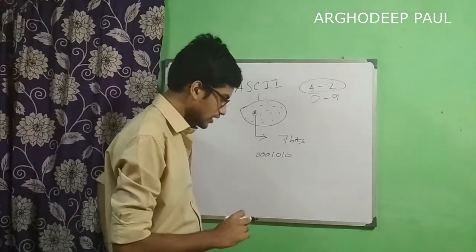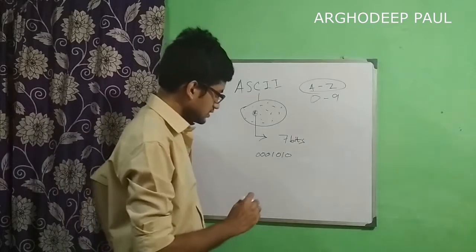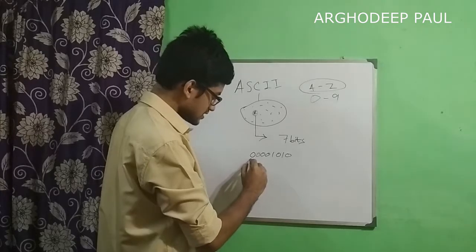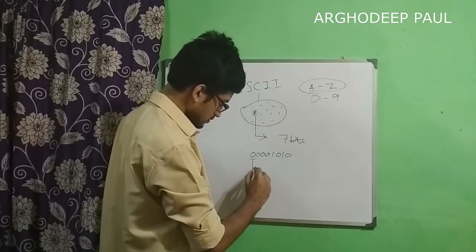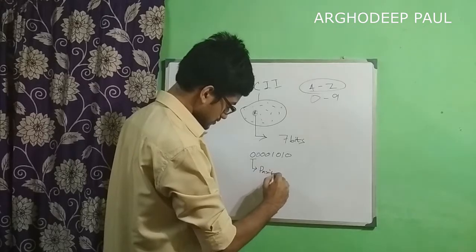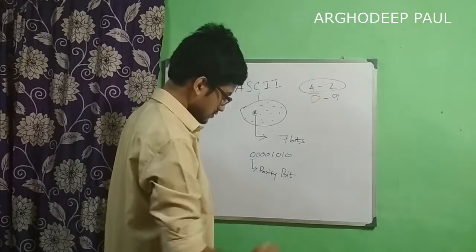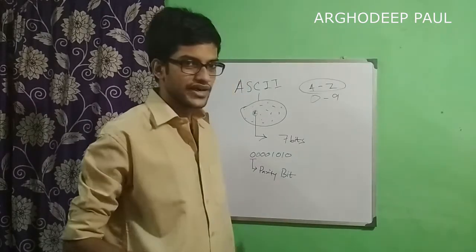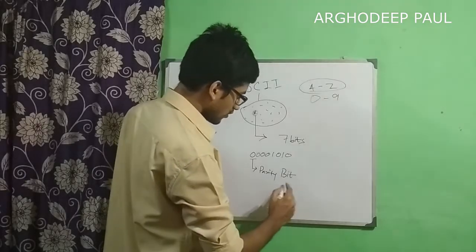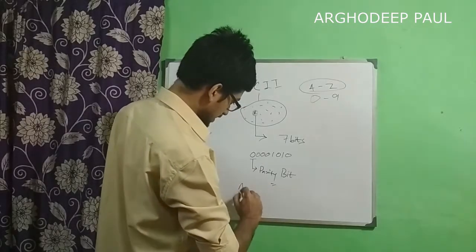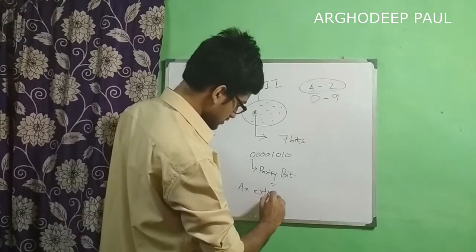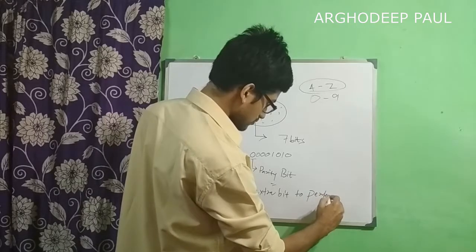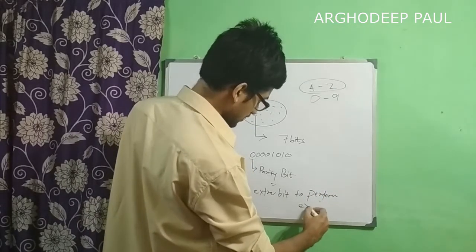But one thing to note, it will use one extra bit which is known as the parity bit. Again, the parity bit is an extra bit used to perform error checking.